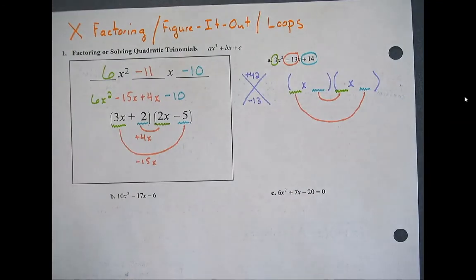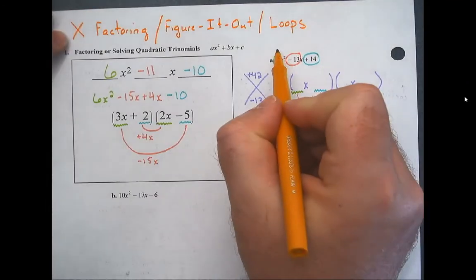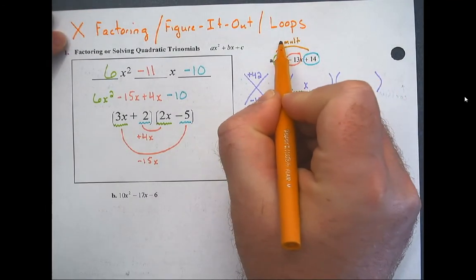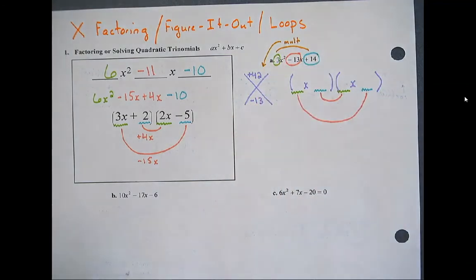So if you want to draw some arrows on where those came from, maybe I'll do a different color again. I don't know if this has helped. Maybe too many colors is bad, but the first thing I do is I multiply those together, and that's what goes on the top.